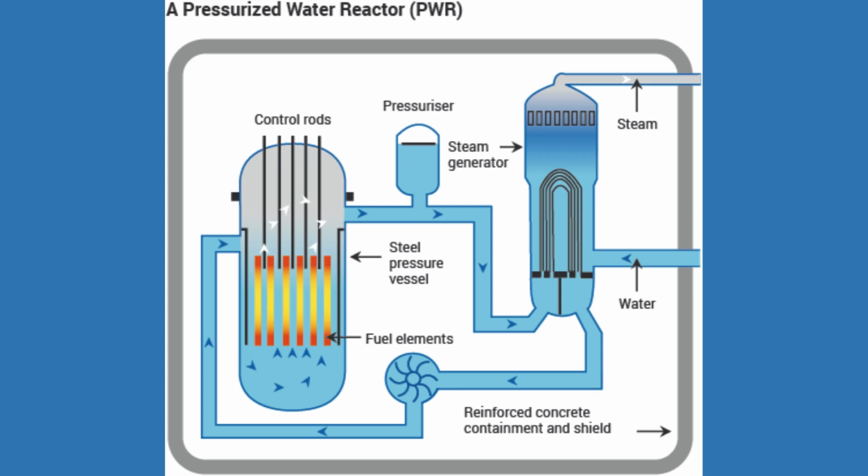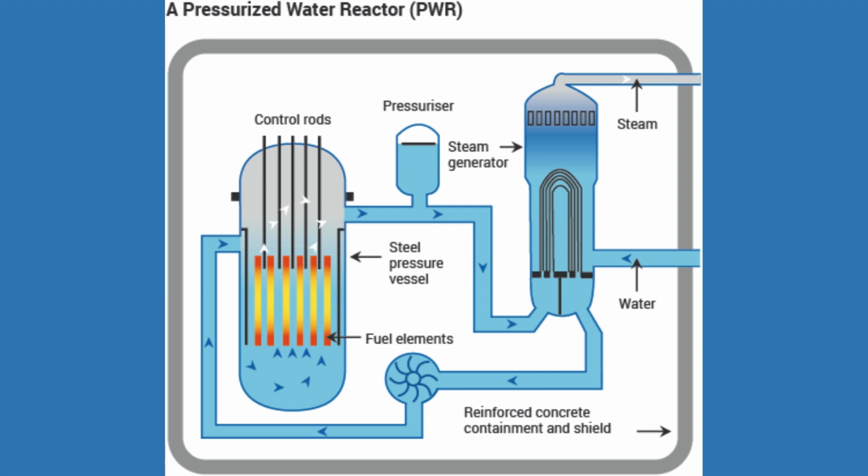Boiling water reactors, BWRs. BWRs also use water as the primary coolant. However, in BWRs, the primary coolant boils to form steam directly in the reactor core. The steam then drives the turbines.